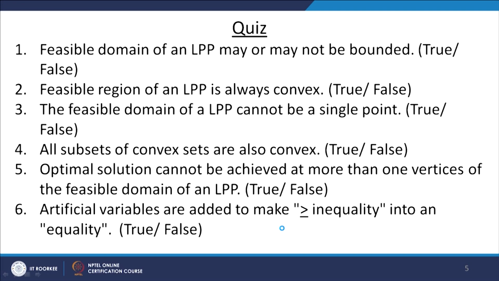Question number 3. The feasible domain of an LPP cannot be a single point. True or false?